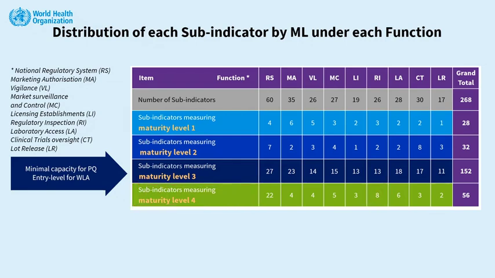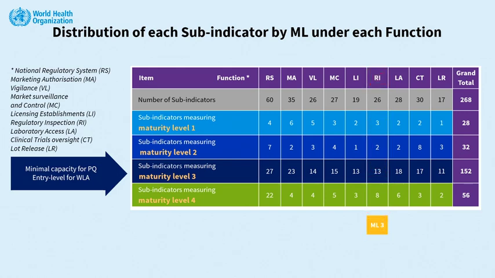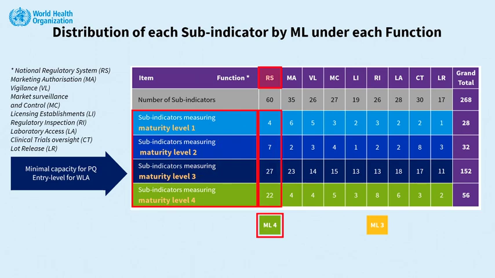To reach a specific maturity level, the number of sub-indicators to be implemented is the sum of all the sub-indicators prior to that maturity level, added to those for that maturity level itself. For example, to achieve ML3 in the regulatory inspection function, the number of sub-indicators to be met is 3 at ML1 plus 2 at ML2 plus 13 at ML3, totaling 18 sub-indicators. Similarly, to reach ML4 in the regulatory system, the number of sub-indicators from ML1 to ML4, totaling 60 sub-indicators, must be implemented.